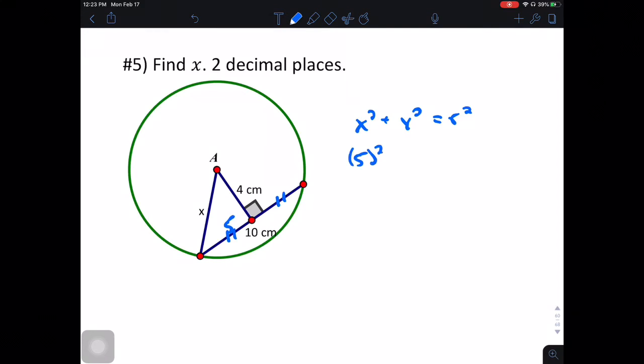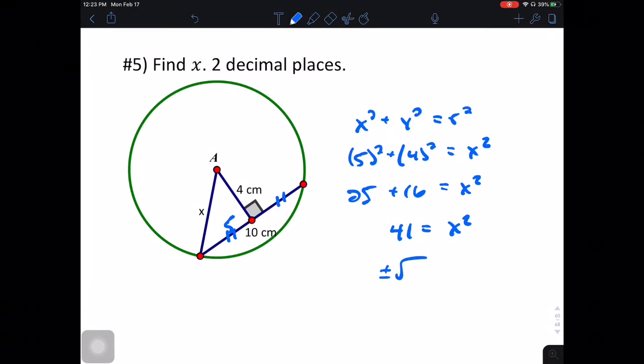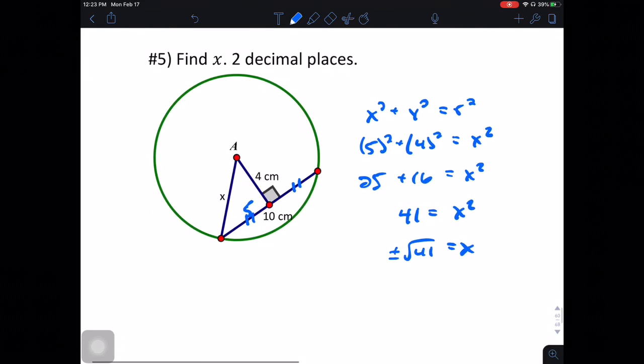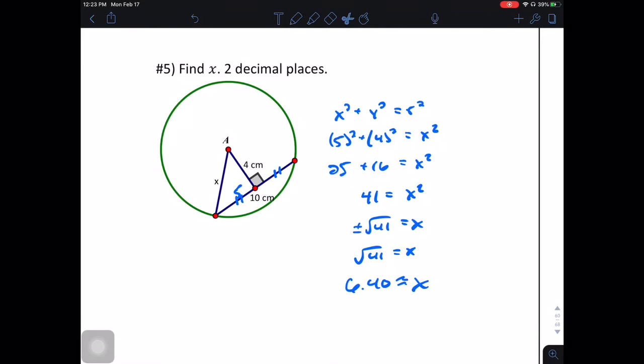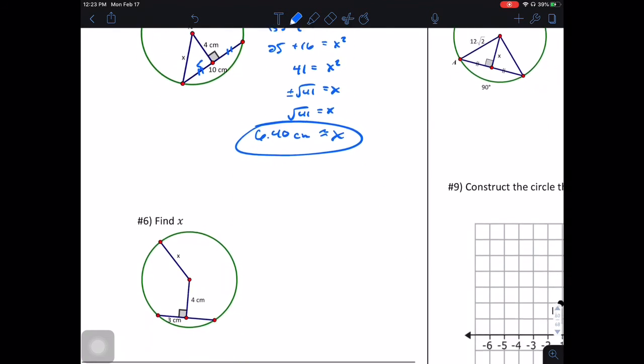Let's say x was the 5 and y was the 4, and we don't know what r is. Let's call that x. It's 25 plus 16 equals x squared. So 41 is x squared. So x is the square root of 41, let's say the positive version. Using a calculator, we get 6.40 to 2 decimal places. And this is centimeters, so I should put a little centimeters on there. Sweet. Number 6.